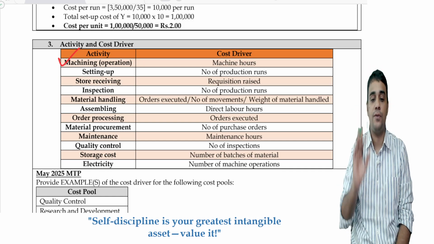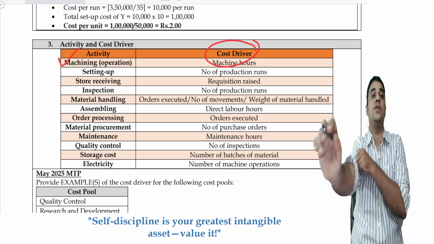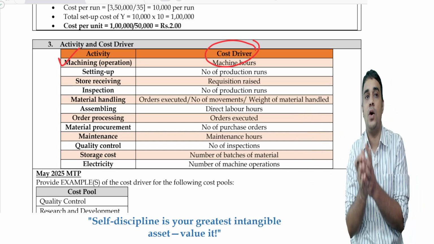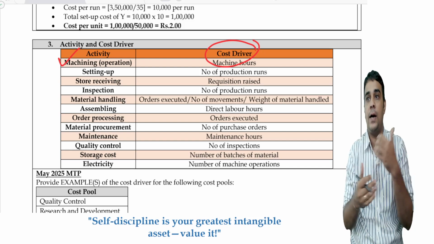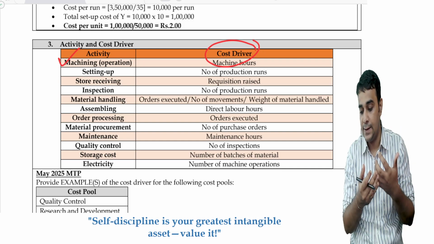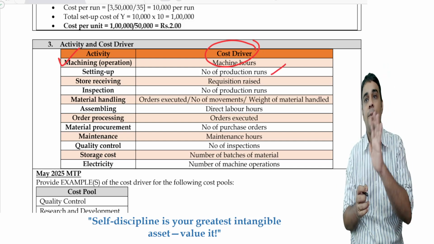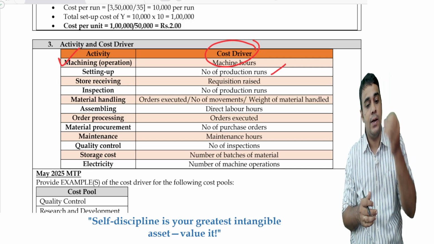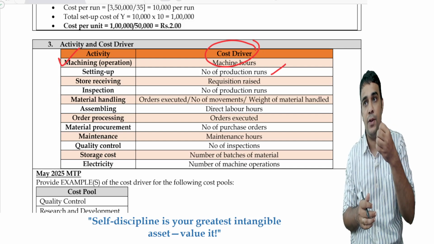And for each of the activity, you will have to find out a driver. What is a driver? It is the factor which influences the cost. For machining activity, the driver logically is machine hours. For setting up, every time you start manufacturing, you need to set up, for example, I need to start the laptop, that may take some time. So setting up is the start, for which we have number of production runs. These are some of the drivers. It can be anything. Store receiving: requisitions raised. Inspection: number of production runs, it can be inspection hours also, depending on the data in the question.